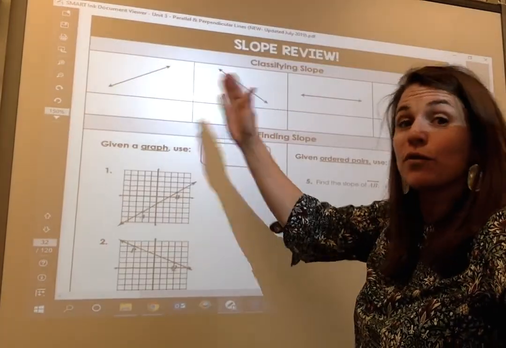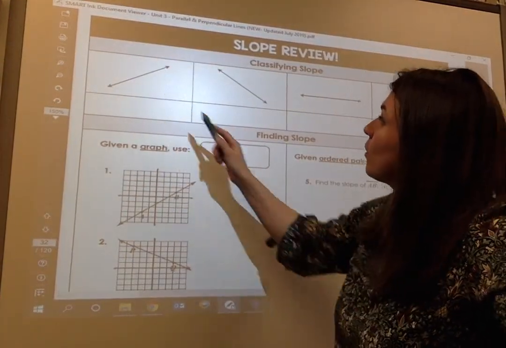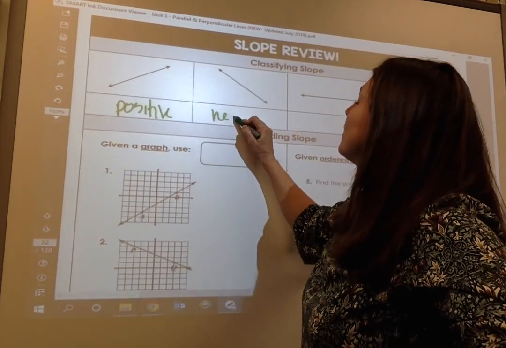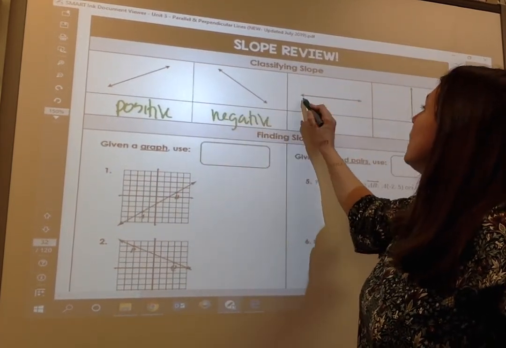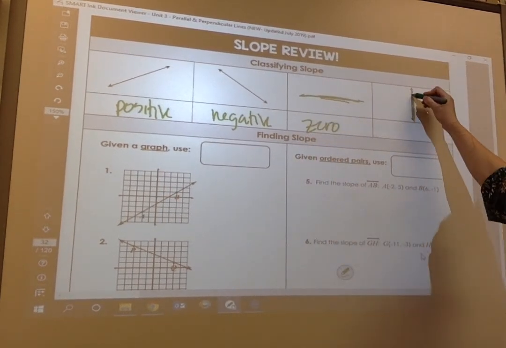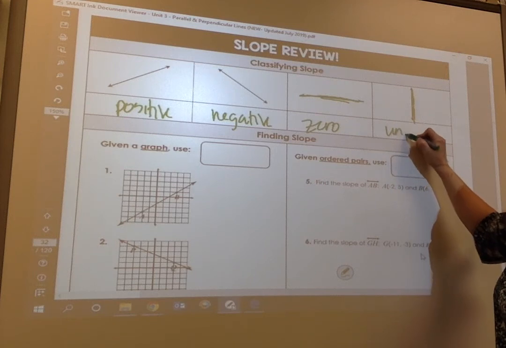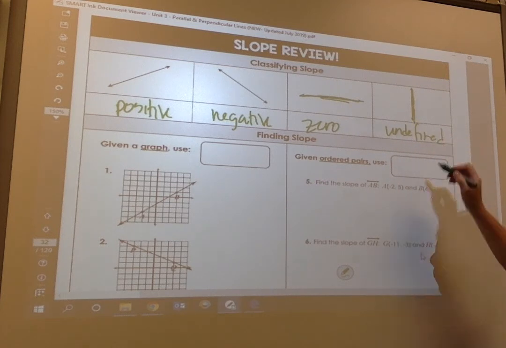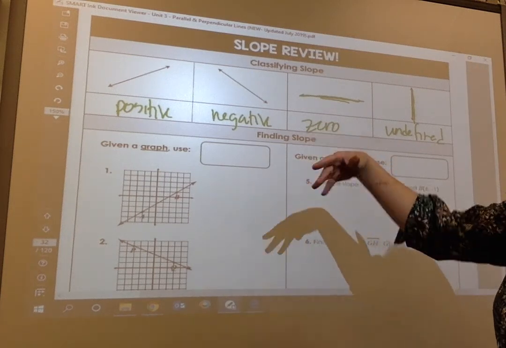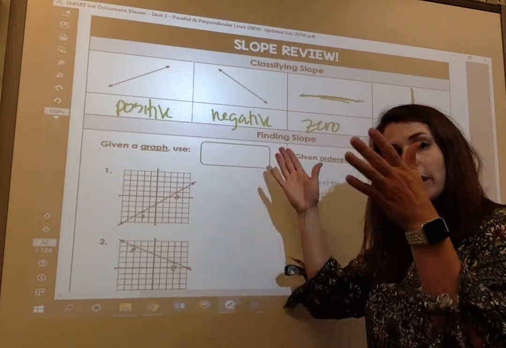Remember my skier who skied from left to right? So this skier going from left to right means it's a positive slope. Going downhill is a negative slope. He's zooming straight across, it's a 0. And here he fell off the cliff, he died, so it's undefined. You guys remember that story? Ended so nicely. So that's when we're classifying slope: positive, negative, 0, and undefined.